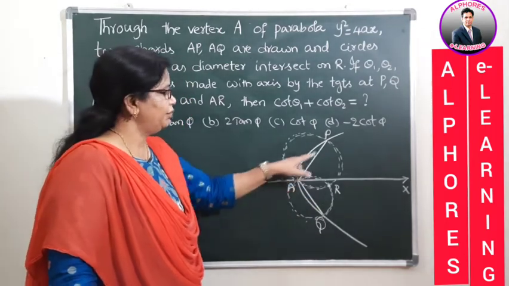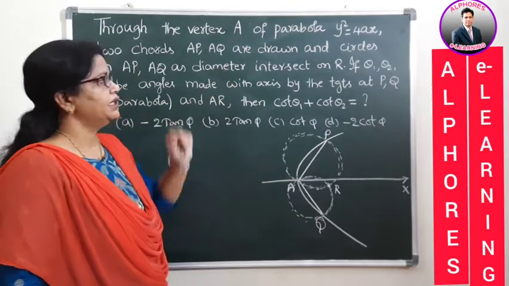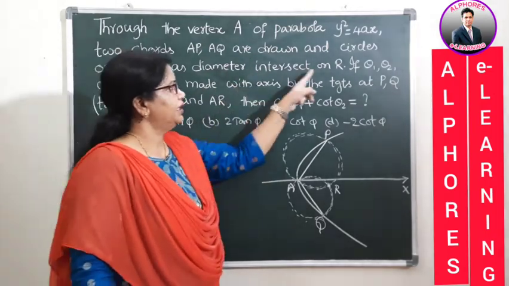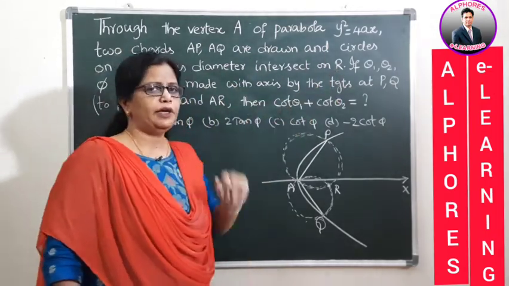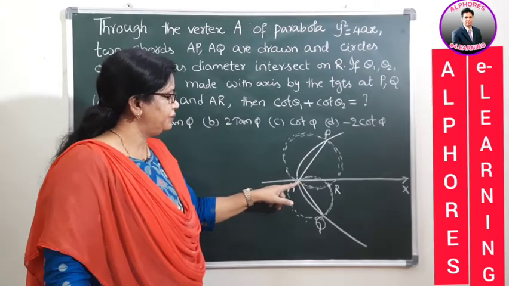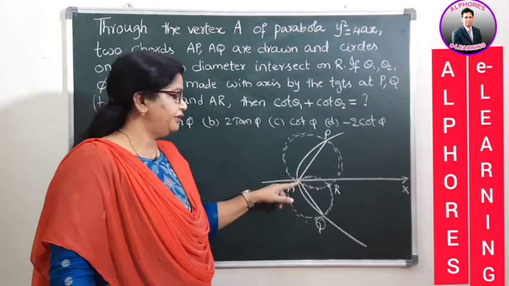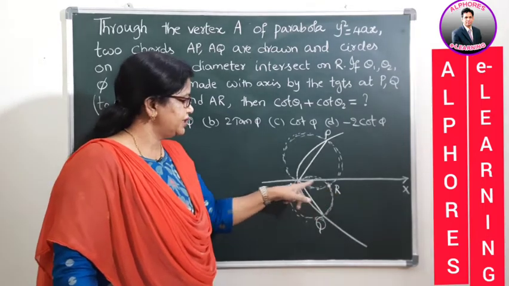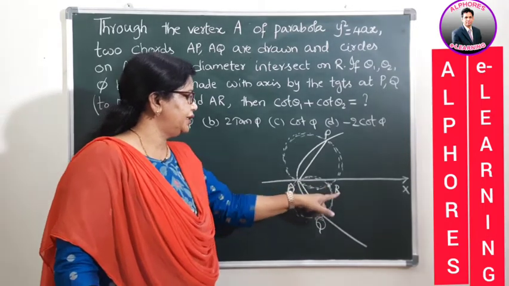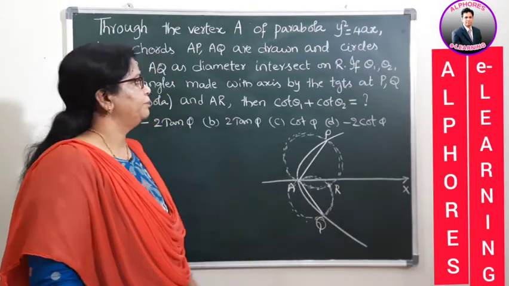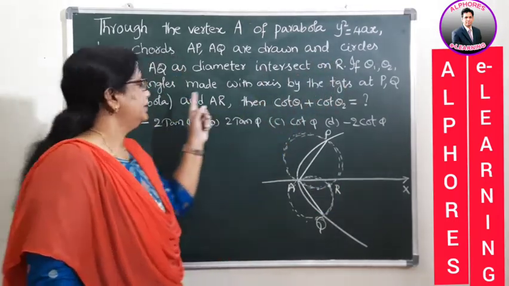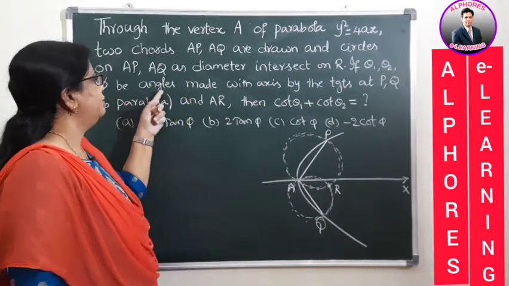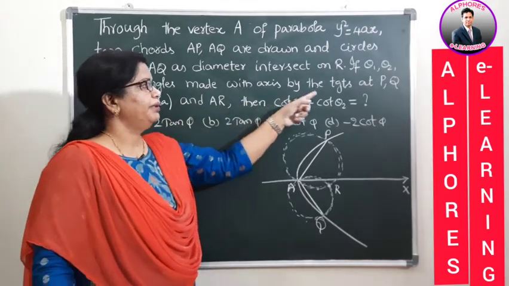Okay, with AP and AQ as diameters, two circles are drawn, and these two circles are intersecting at capital R. Of course, one of the points of intersection, you know clearly, is the vertex A, and the other one is given as capital R. So the two circles, students, they are intersecting at which point here? Capital R. And next one, let theta 1, theta 2, comma phi be angles made with the axis by the tangents.